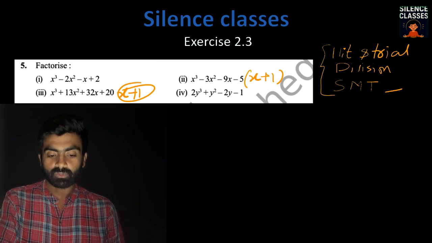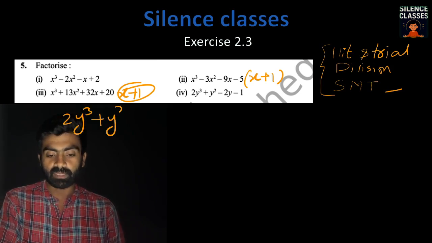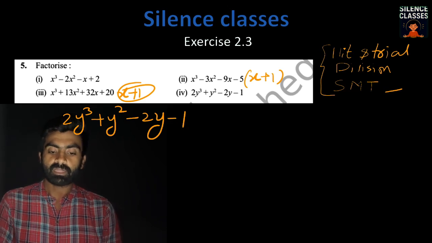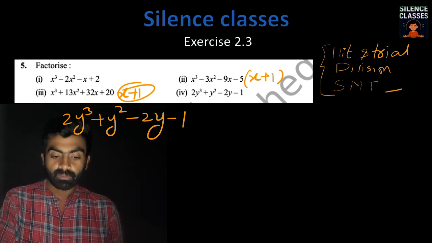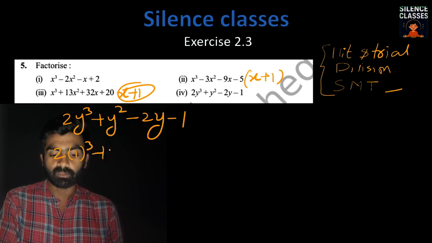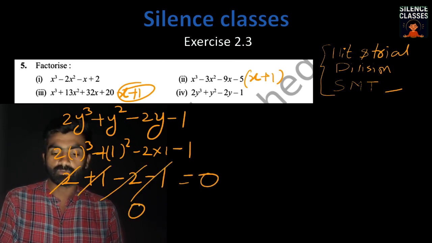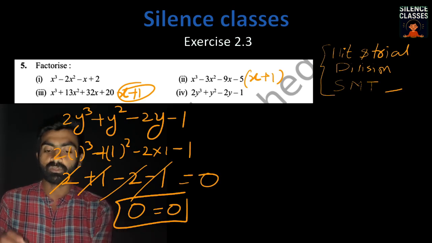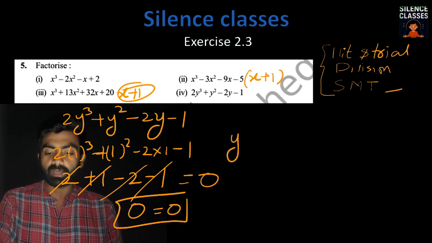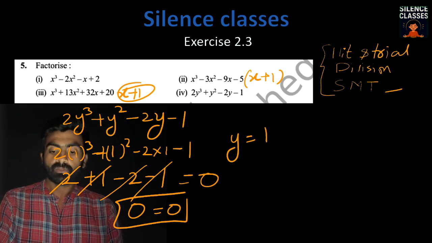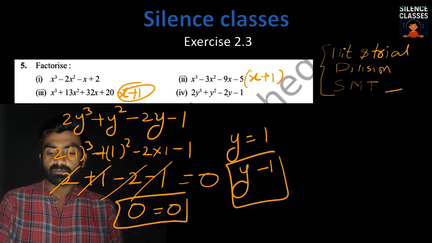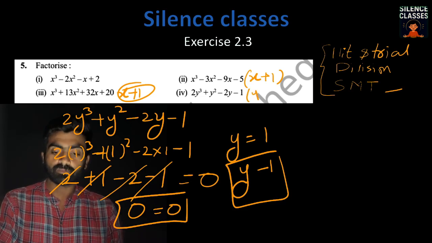Okay, now 2y cube plus y square minus 2y minus 1. Now let's put 1 first of all in the place of y. So 2 multiplied by 1 cube plus 1 square minus 2 multiplied by 1 minus 1. So it will become 2 plus 1, it will become minus 2 minus 1 is equals to 0. So it will get cancelled out, so 0 is equals to 0, it means we can put 1. So we will get y is equals to 1, sorry, so we will get y minus 1 is okay as the factor. So the first factor is y plus 1.